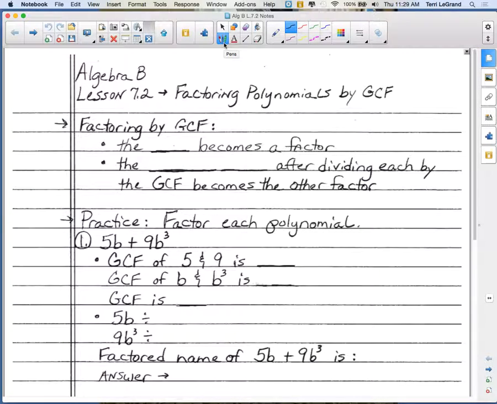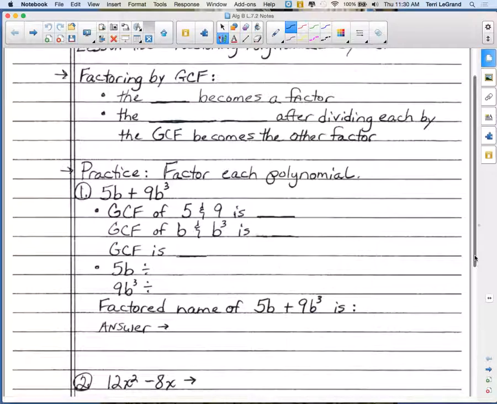So maybe the first question should be, how did the assignment go? Were you pretty successful with finding the greatest common factor? Because we have to be able to do that today, first of all, to then move on to factoring the polynomial.